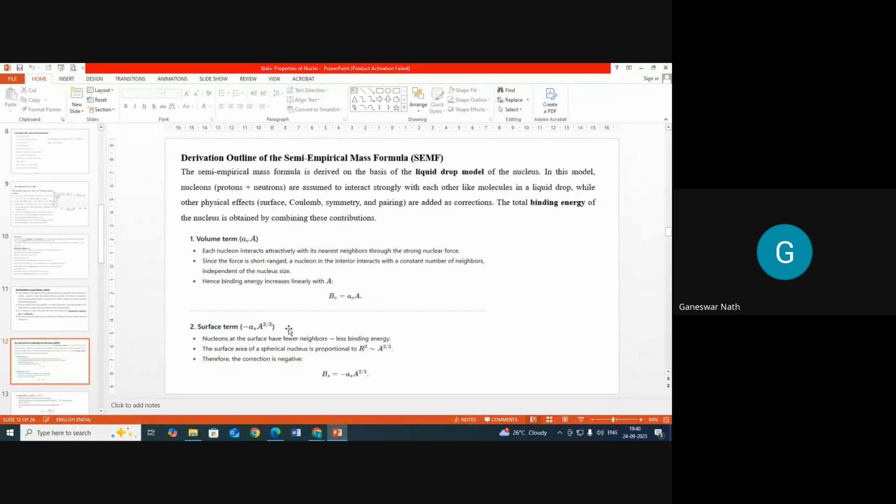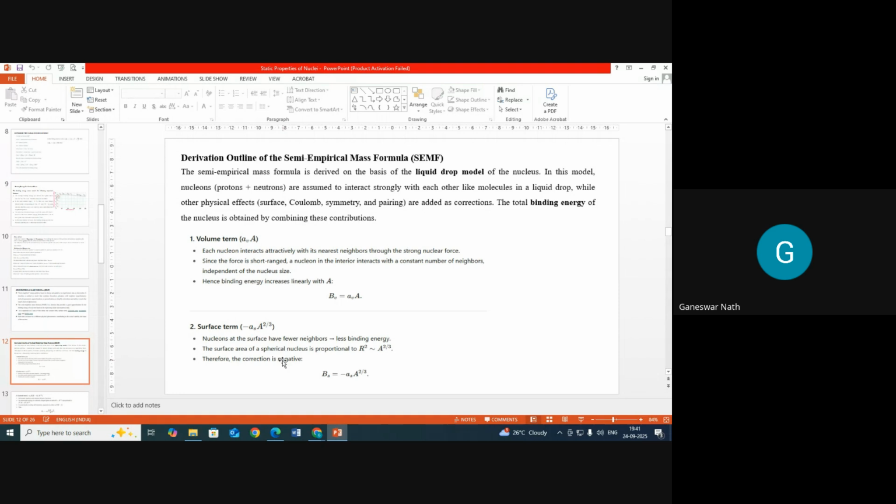Similarly, the surface term is a_S, where A is the mass number. As you know, the surface area of a spherical nucleus is proportional to the square of the radius, and you know the radius and mass number relation: R is equal to R0 A to the power 1 by 3.